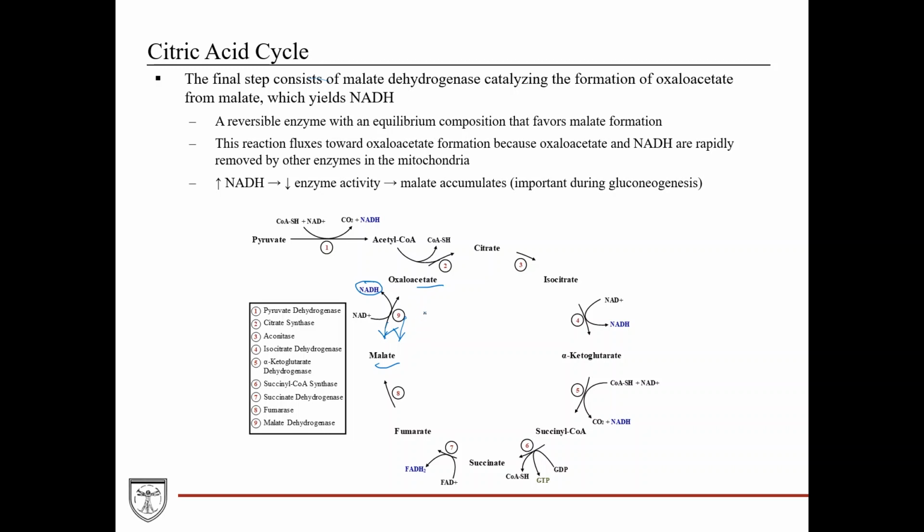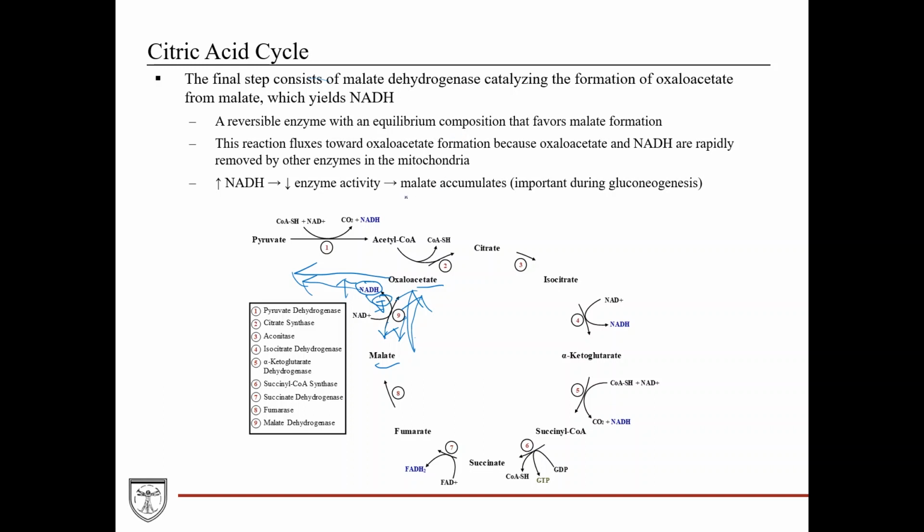The flux of this reaction in reality, in normal physiology, actually favors oxaloacetate formation because oxaloacetate and NADH are rapidly removed by other enzymes in the mitochondria for other important reactions that we'll talk about in subsequent lectures. So as you're forming these, they're rapidly being removed and the concentrations rapidly decreased. And so that's going to help favor this reaction continuing to move forward in this direction, because if you're decreasing these end products, that's going to drive the equilibrium that way. Now, just like some of these other reactions, if you have increased levels of NADH, it comes back, inhibits and decreases the activity of the enzyme.